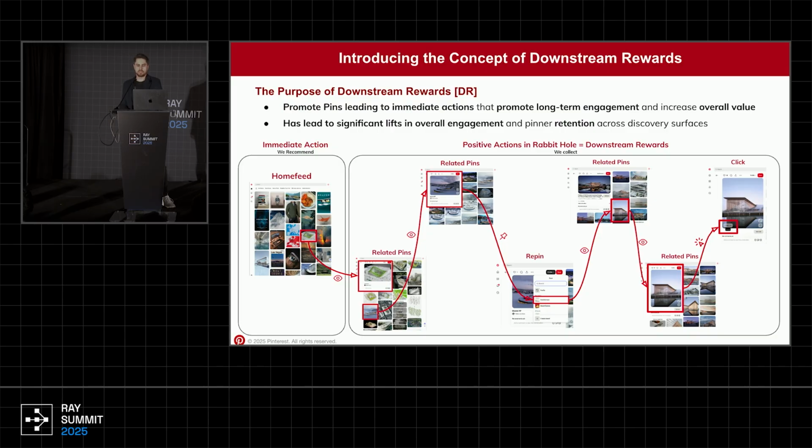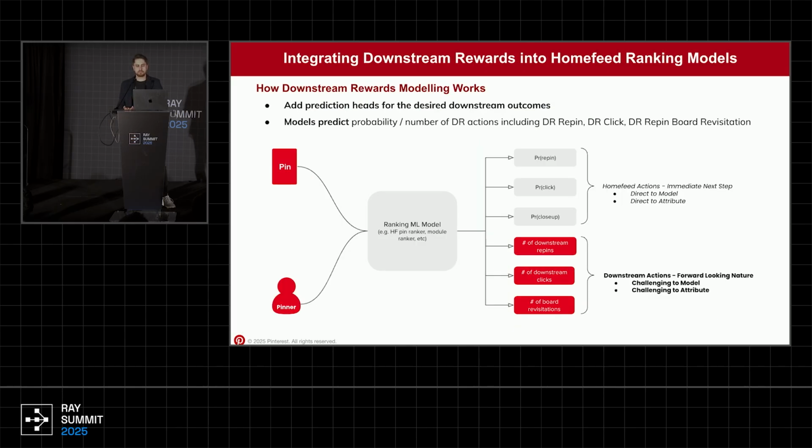So how are we actually modeling this? Well, we model this with specialized heads in our ranking model. We, for example, have a head for downstream repins. We have a head for downstream clicks or board visitations. The challenge here is that because this is a supervised paradigm, we require labels for this, and labels are really the crux of this because calculating labels for these forward-looking actions is really difficult.